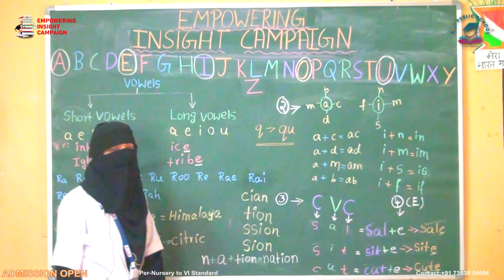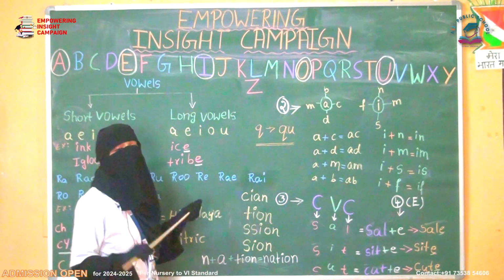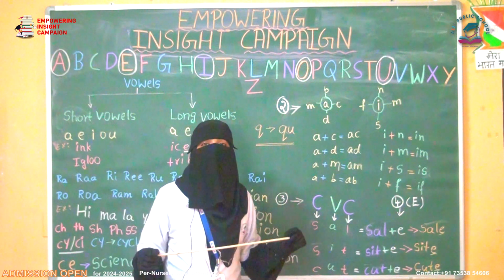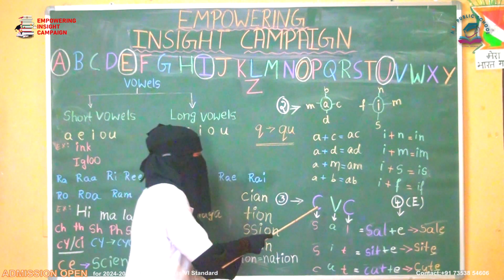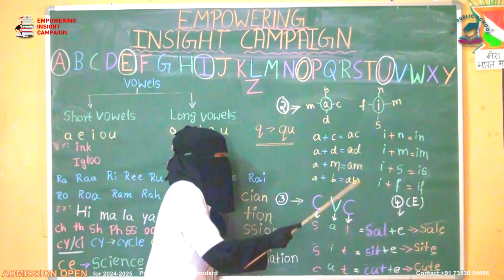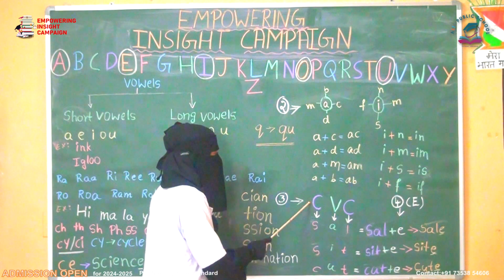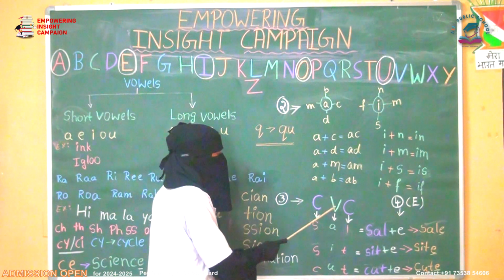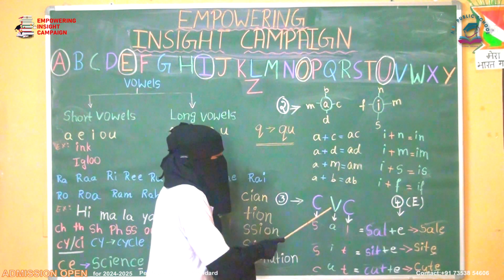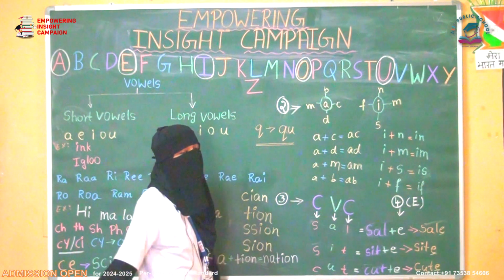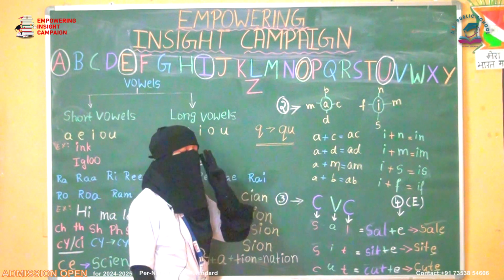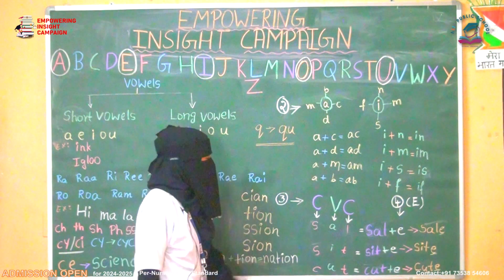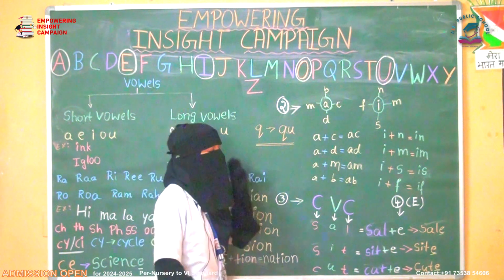How to create that? For that we have to use the CVC method. What's that CVC method? CVC means consonant, vowel, consonant. It's called the CVC method. This is how we are going to blend 3-letter words.